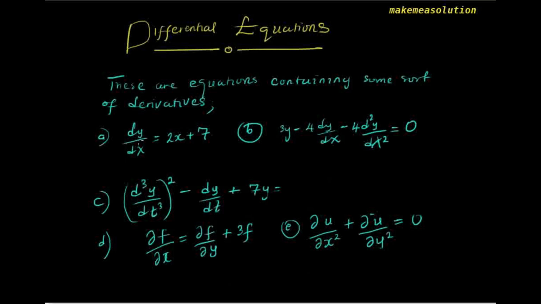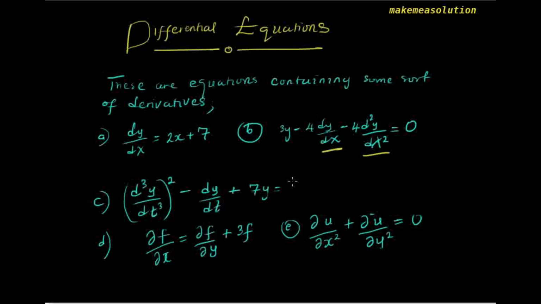You have dy by dx is equal to 2x plus 7. This is a differential equation. Now going over to the B part, 3y minus 4 dy by dx minus 4 d squared y by dx squared equal to 0. It's another differential equation, because of the presence of both this first derivative and this second derivative. In a differential equation you can have a combination of several derivatives of the particular variable.